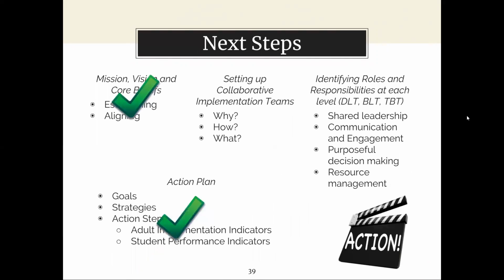As we wrap up, in your district or community school, you have reviewed, revisited, and revised your mission, vision, and core beliefs. You may have started developing your district or community school's action plan. Your next steps may include setting up the collaborative implementation teams throughout your organization and determining the timeline for establishing your teams. This would include identifying roles and shared responsibilities at each level of the system, the DLT, BLT, or CSLT, and TBTs.